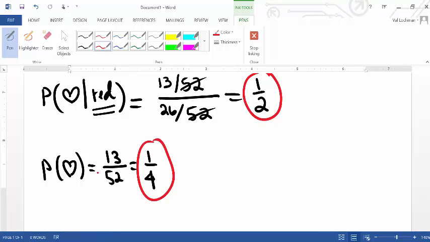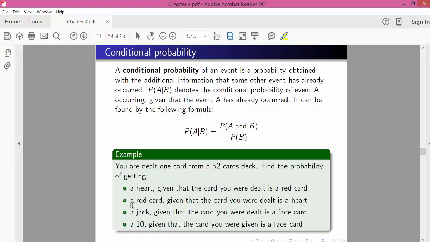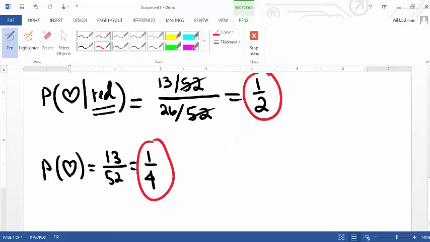So let's take a look at another example real quick. What is the probability that it's a red card given that the card you were dealt is a heart? Well, that one should be easy. Let's just think about it.